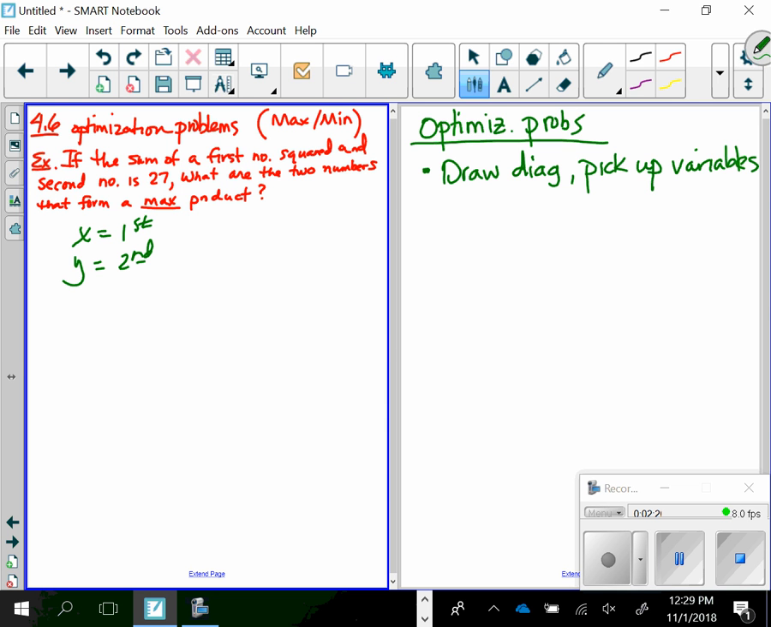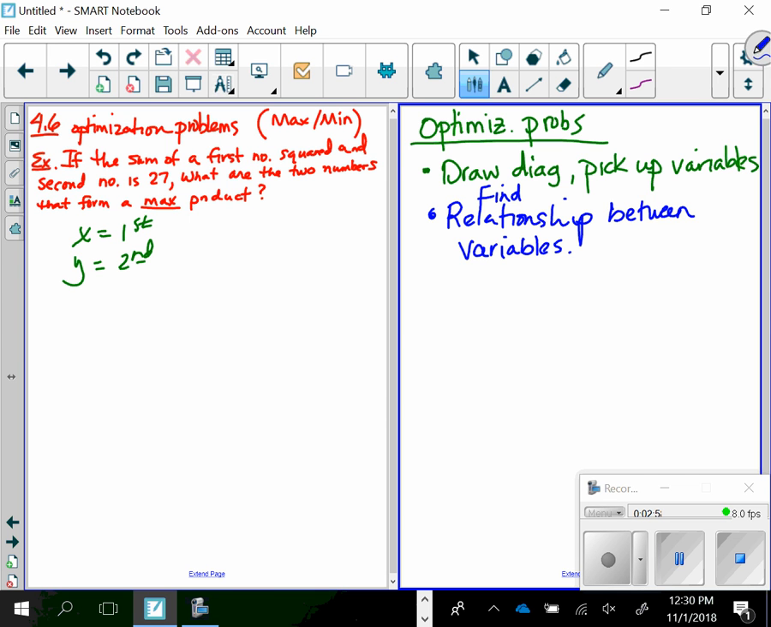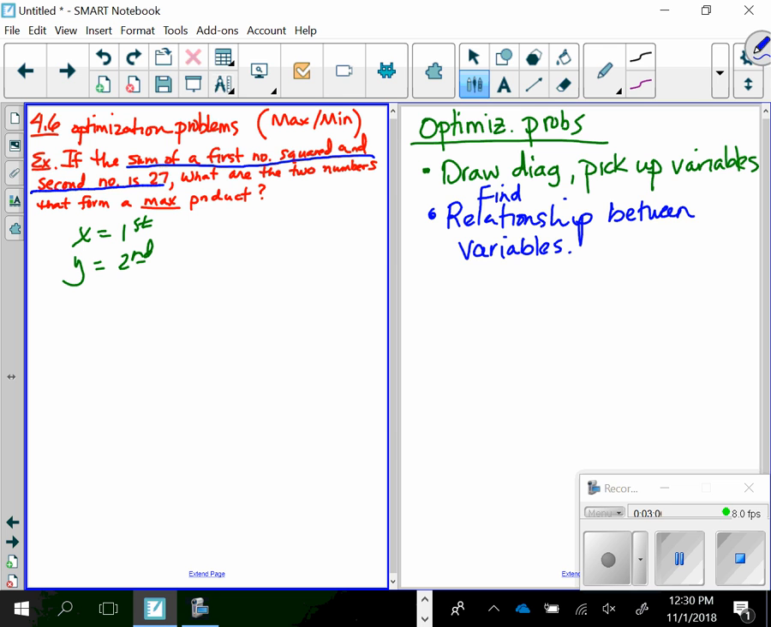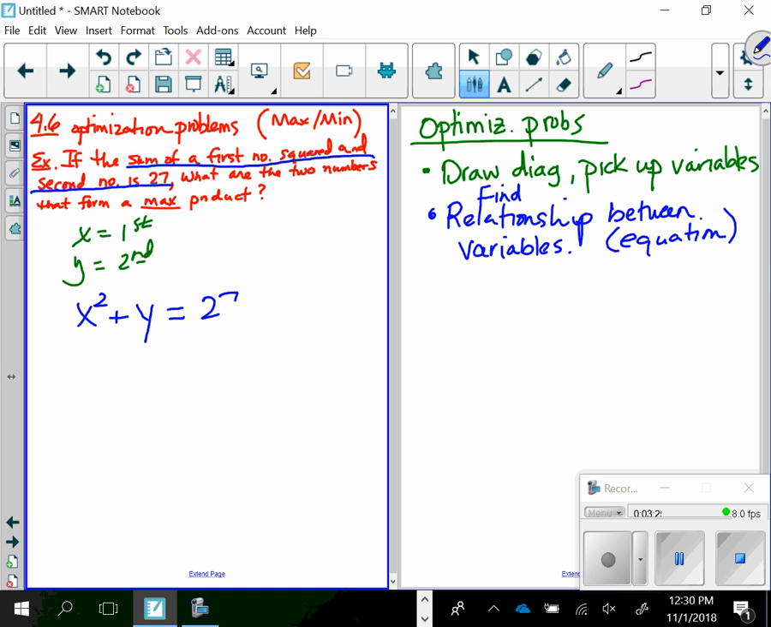Next is the primary equation, but I don't really like to start with that. Find a relationship between your variables. So what would that be? It's the sum of the first number squared and the second number is 27. This is going to be an equation, and sometimes a formula will be applied. How would we write that? X squared plus y equals 27. Okay, so we have that.